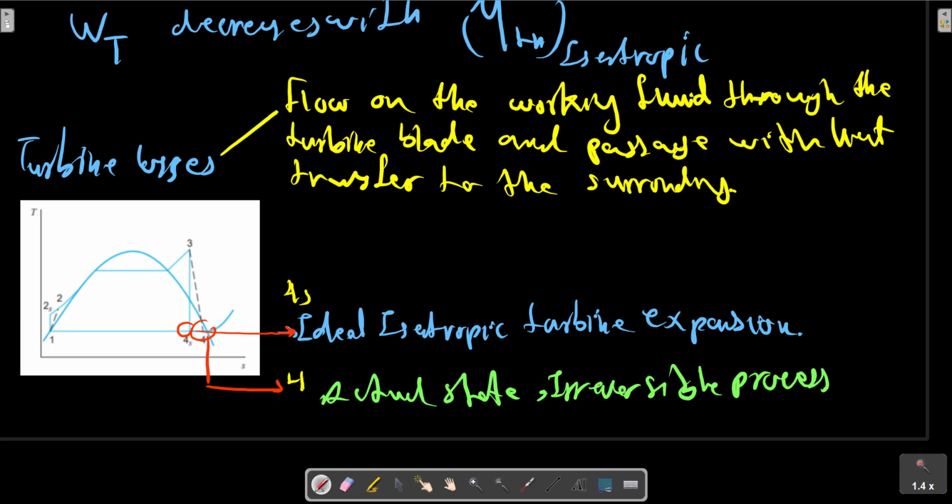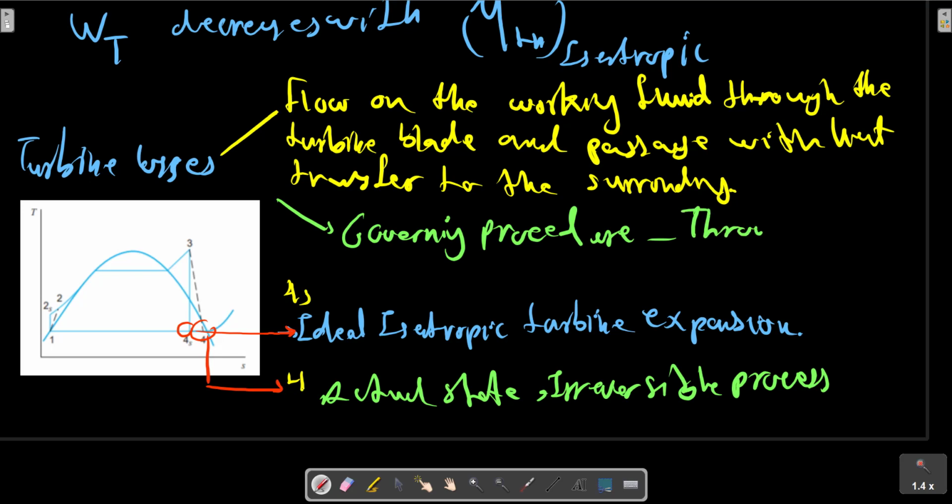The turbine governing procedure may also cause a loss in the turbine, particularly if a throttling process is used to govern the turbine operation.